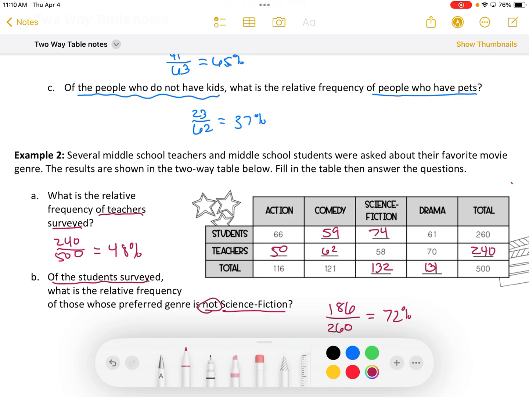Okay, so that's our notes on two-way tables. Again, on the back of this notes paper is a practice worksheet. You do have one where you start with raw data, so you will have to count and then put it into your table. Once you finish the practice, if you still have time, there is a two-way table Kahoot link posted in Schoology.